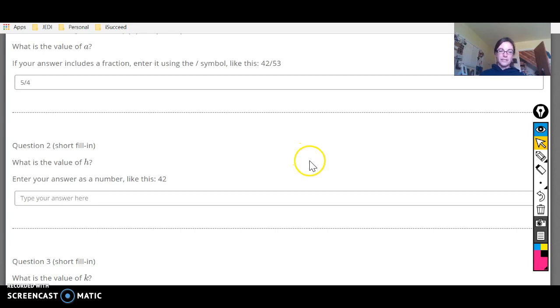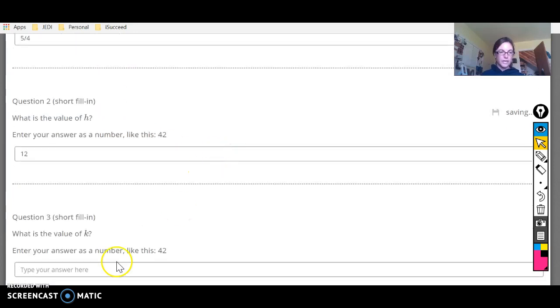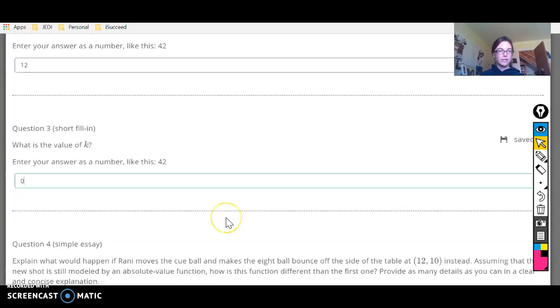Okay, what is the value of h? Well, we already talked about that. The value of h was 12 because I moved horizontally 12 units to the right. And the value of k, again, we already talked about that. My vertex didn't leave that y equals 0 value at all.